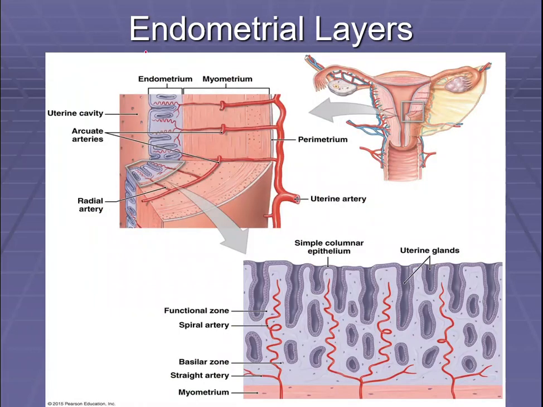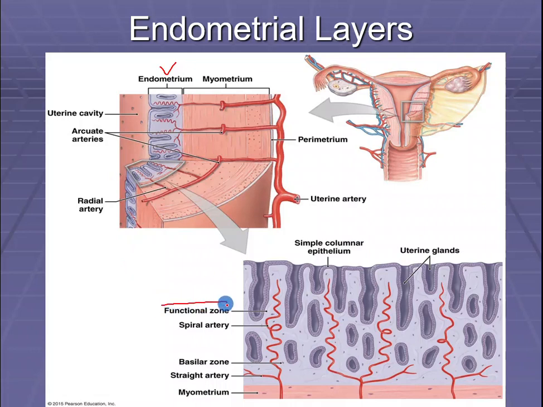Let's focus on the endometrial layer. Why is it important? Well, ladies, every month you usually undergo your period. There is one layer of the uterine wall that is shed every month, and that layer is the endometrial layer. It is the one closest to the uterine cavity. Now, this layer has two zones to it, two important zones.